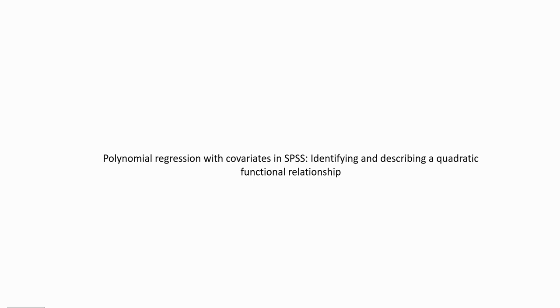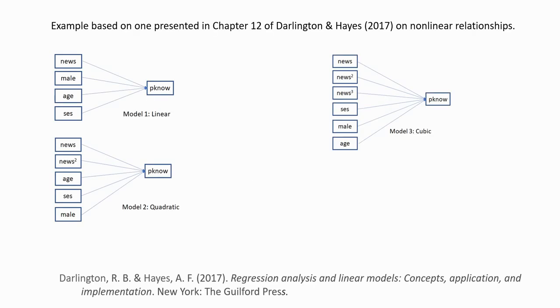Hi everyone. In this video I will be demonstrating polynomial regression with covariates using SPSS, and in particular I'll be focusing in on identifying and describing a quadratic functional relationship between a focal independent variable and the dependent variable. The example that I'll be working from is based off of one that's presented in Chapter 12 of Darlington and Hayes' 2017 book, Regression Analysis in Linear Models.